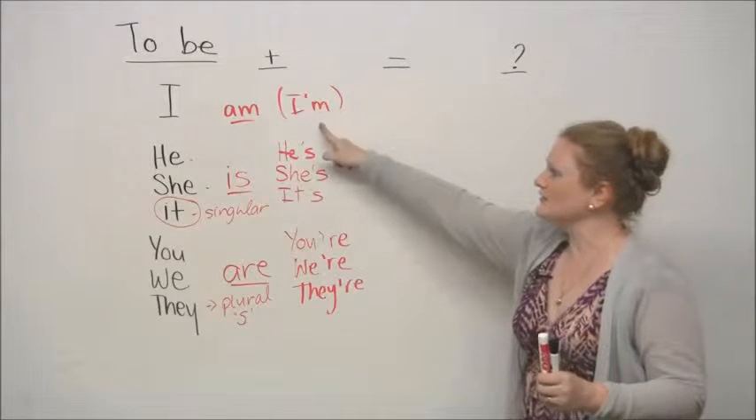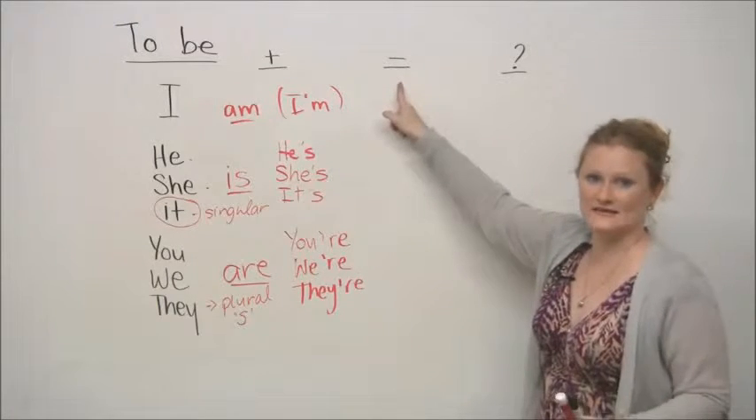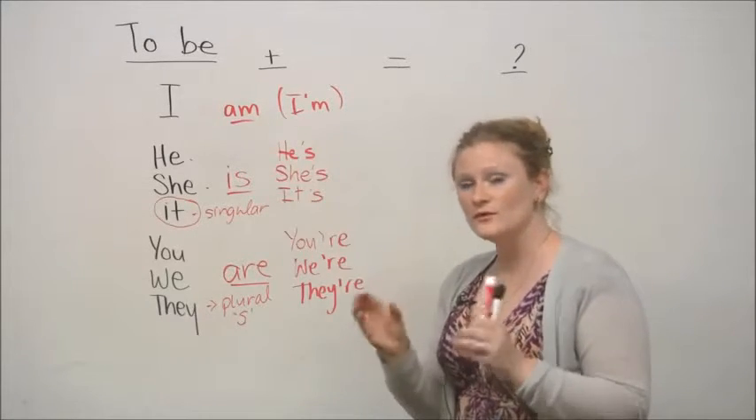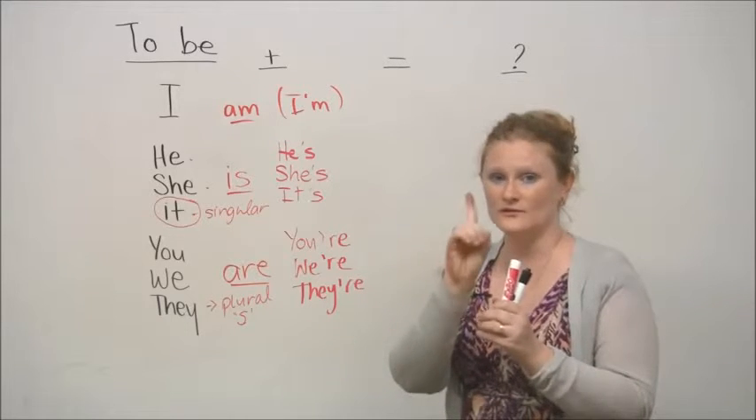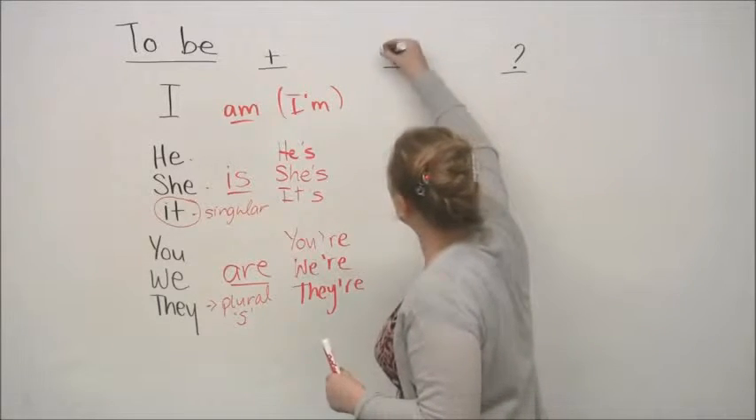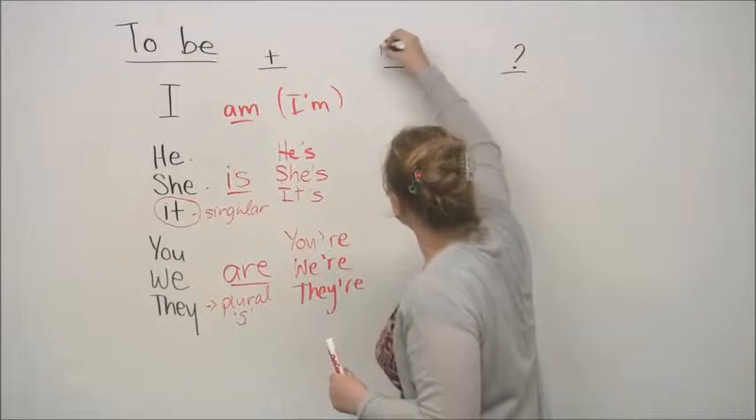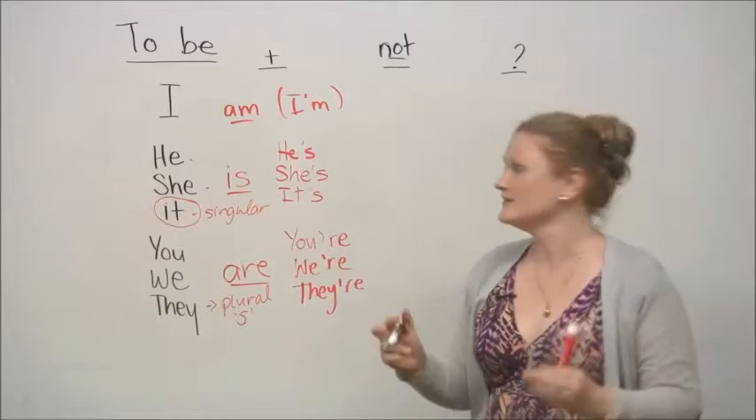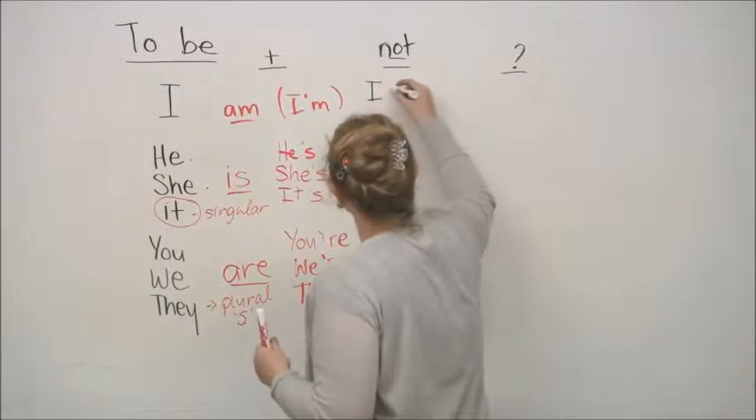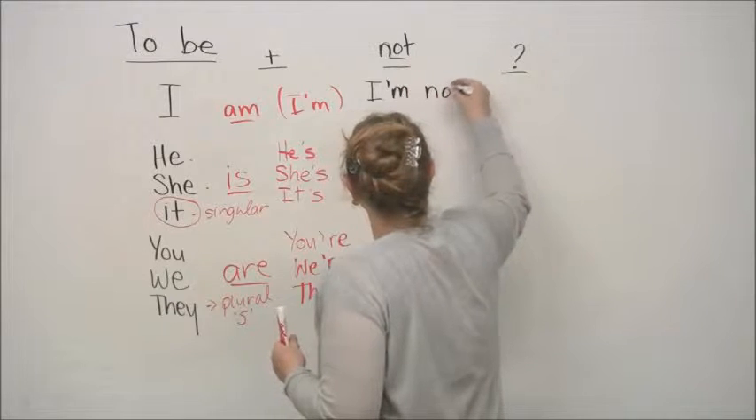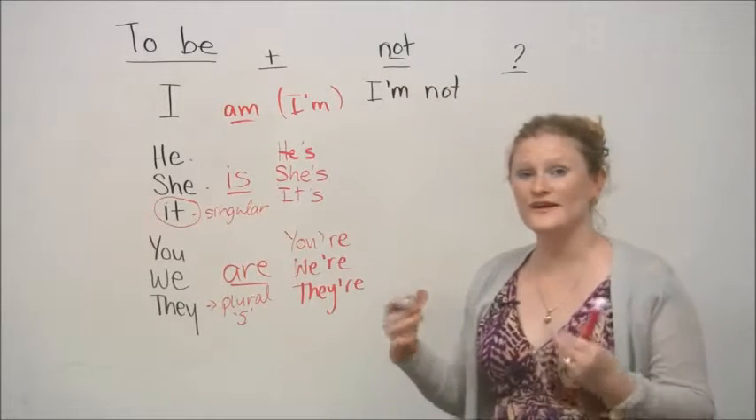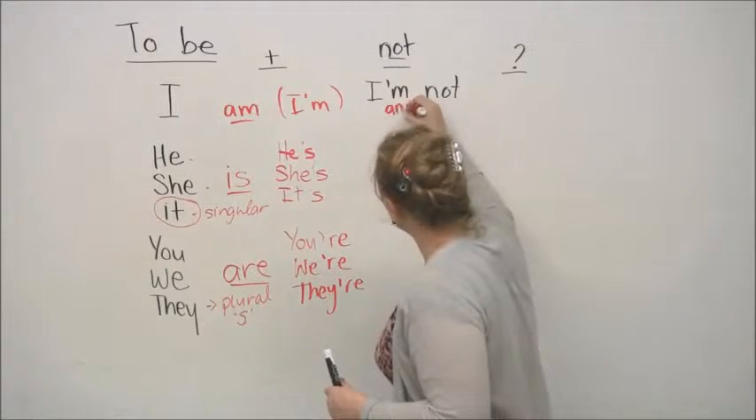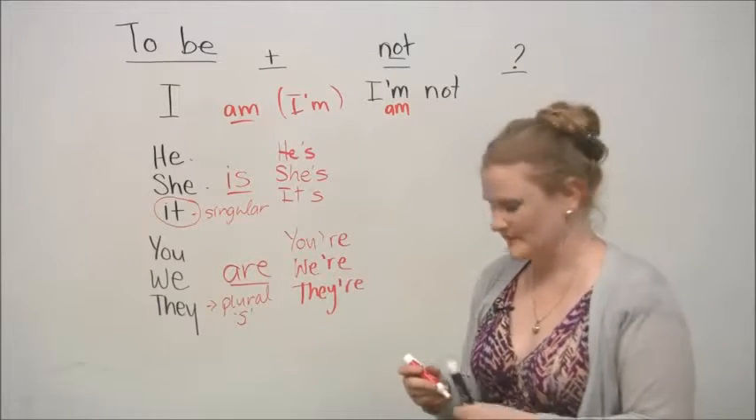So this is positive, and as you can tell here, this is negative. So positive is I am or I'm. What we're going to do with the negative is we're only going to add one word, and it is the same for all of the subjects. To make it negative, we put not. So for this one, we're going to write I'm not. Or you could say I am not. It doesn't matter. Normally, when we speak English, we would say I'm not.